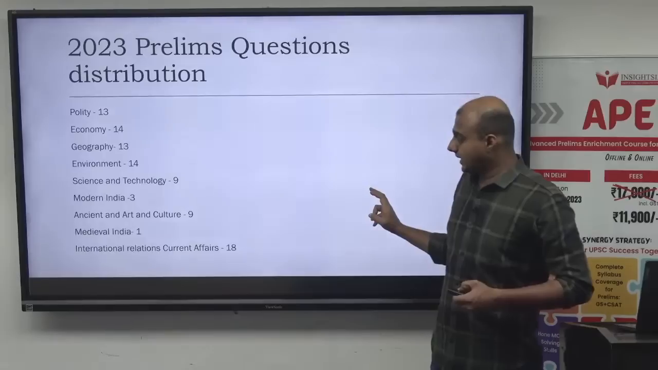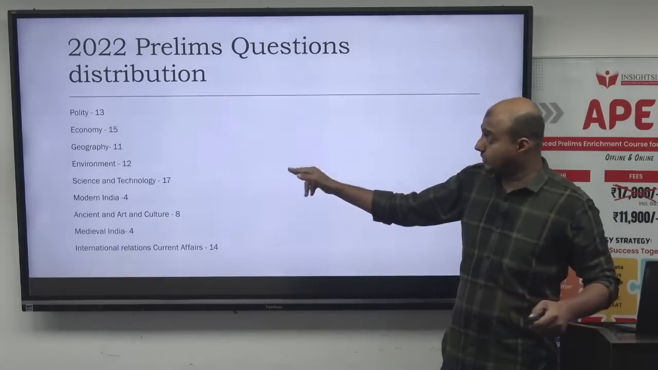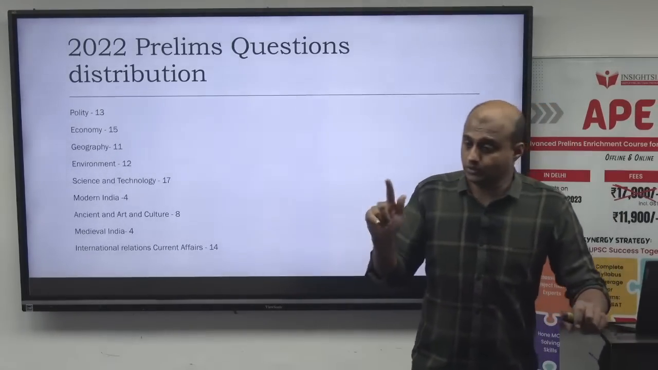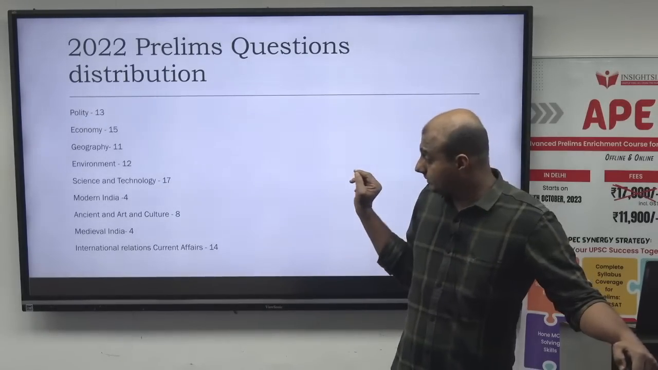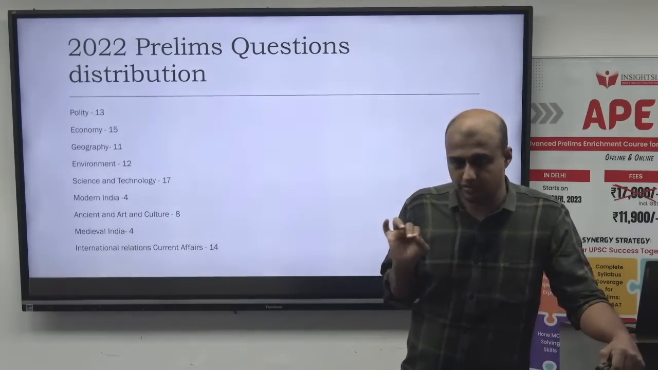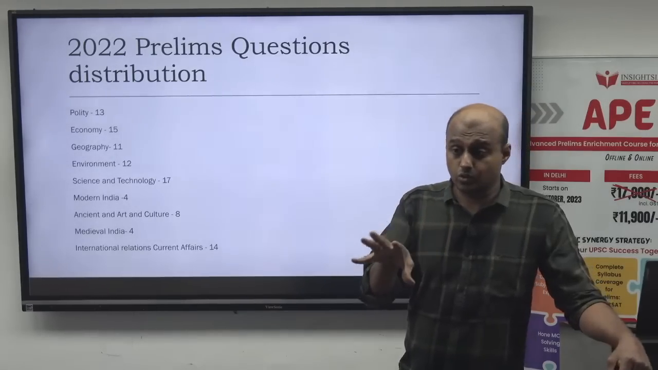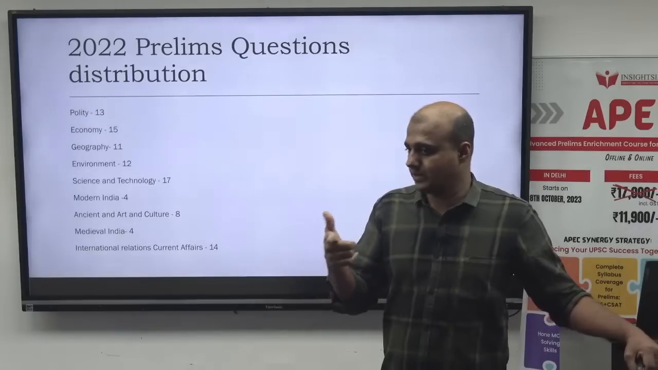In 2023 maybe they have put it as 9 for SNT, but look at 2017, 2022, 17 questions were from SNT. Where you always have to understand again, for these kinds of subjects, SNT or environment questions, one particular source you don't have. That's the major challenge you find there.